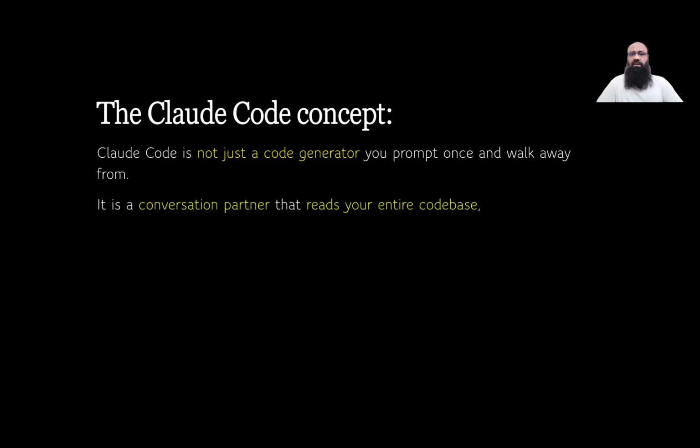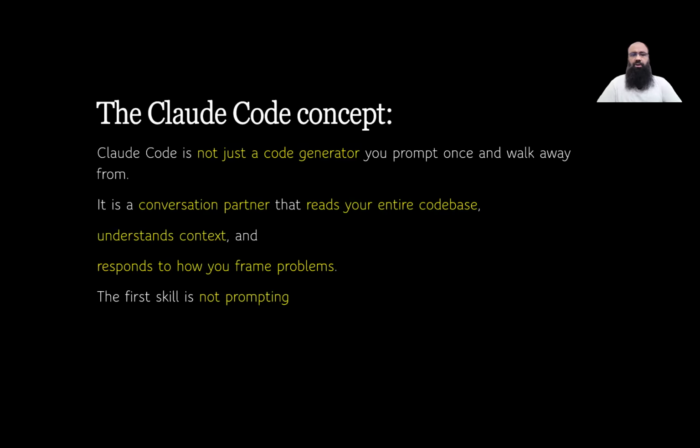These are more of a conversation partner, which we keep our conversation with, and over a period of time, it learns more about our intentions and how we are going to proceed. It doesn't just read our entire code base, but it understands a context which it keeps on building over the past conversations. And then it responds according to how we are framing our problems to it. So the first skill is not just prompting, it's orientation. And what does orientation mean? I'll explain it in detail in the upcoming slides.